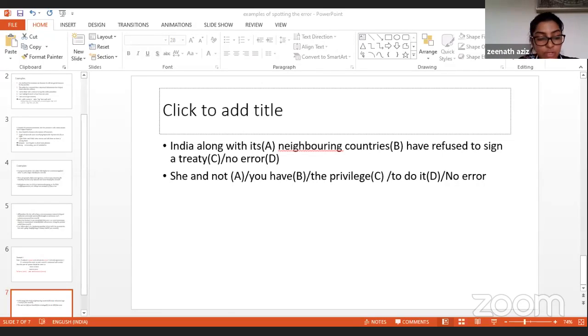Just like that paper, you have spotting the errors. The first question is spotting the error. Second one is sentence correction. Then you have synonyms and antonyms. That paper I'm talking about. Do you all have that?